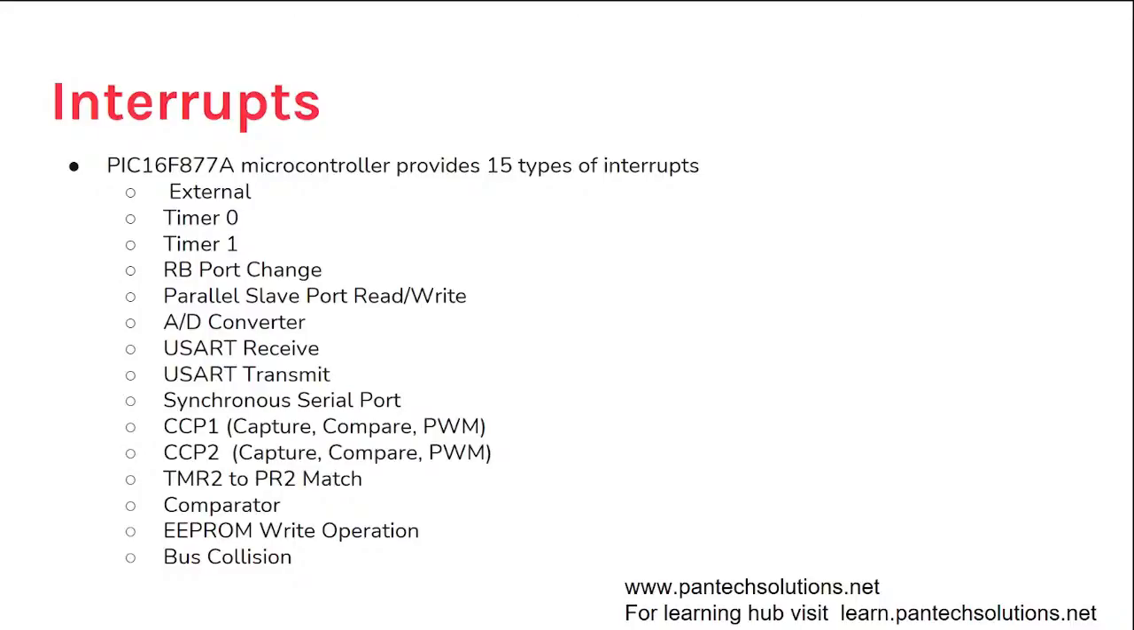So this microcontroller provides 15 types of interrupts. Interrupt sources are there, so you could map the priority.